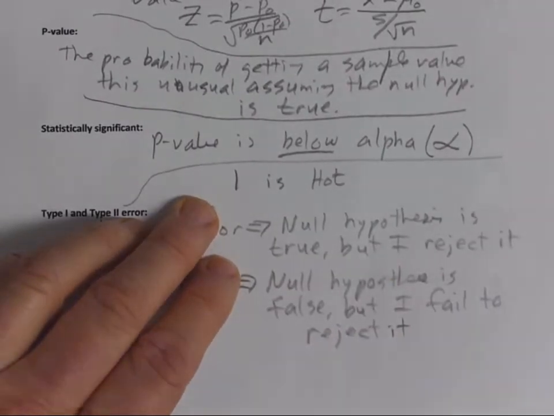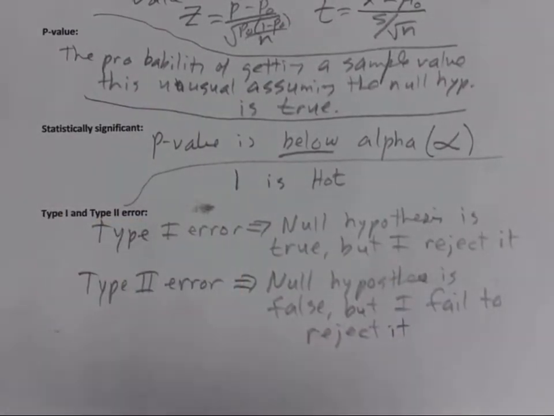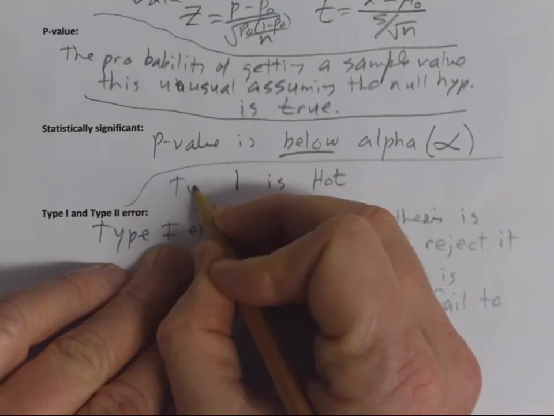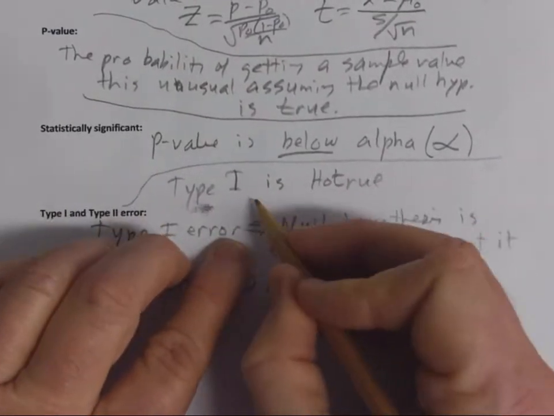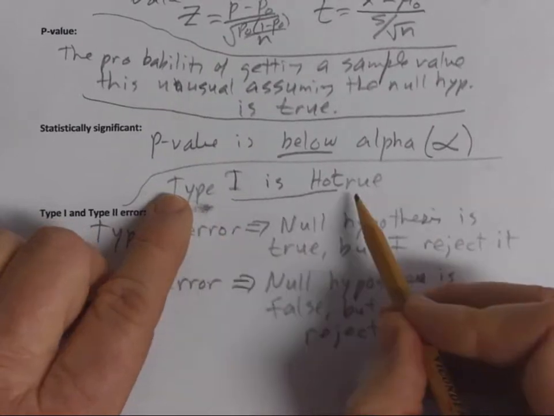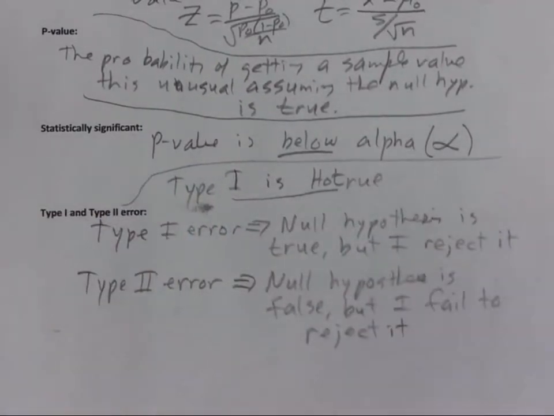1 is hot. Now, what does that mean? That phrase, 1 is hot, is telling me this: Type 1 error is when the null is true. And it's an error, so I must have rejected it in order for it to be an error.